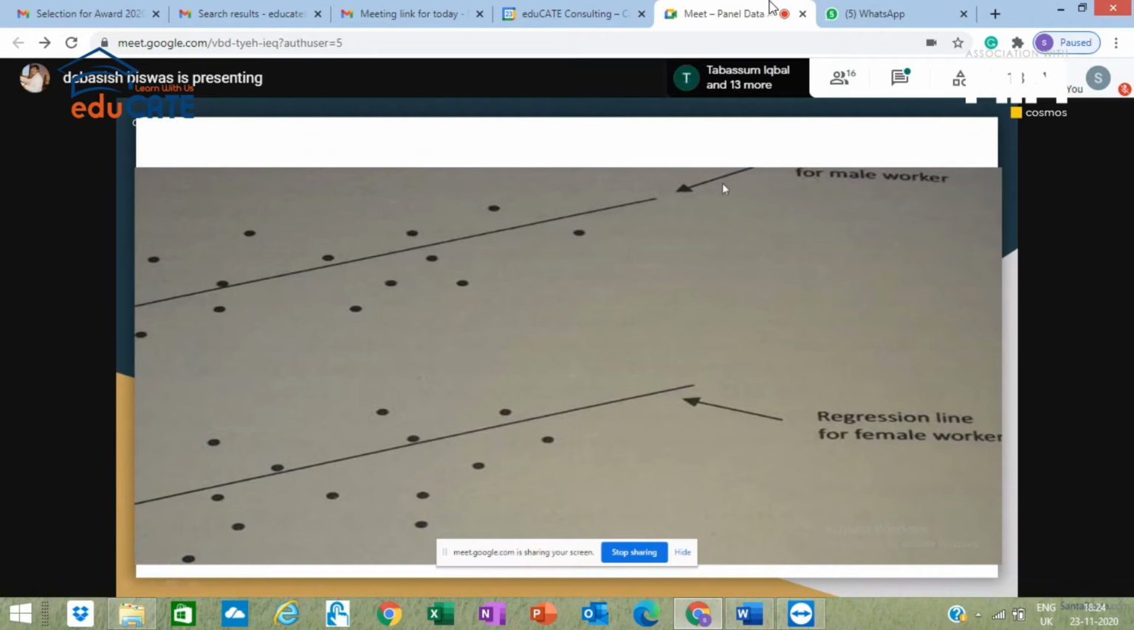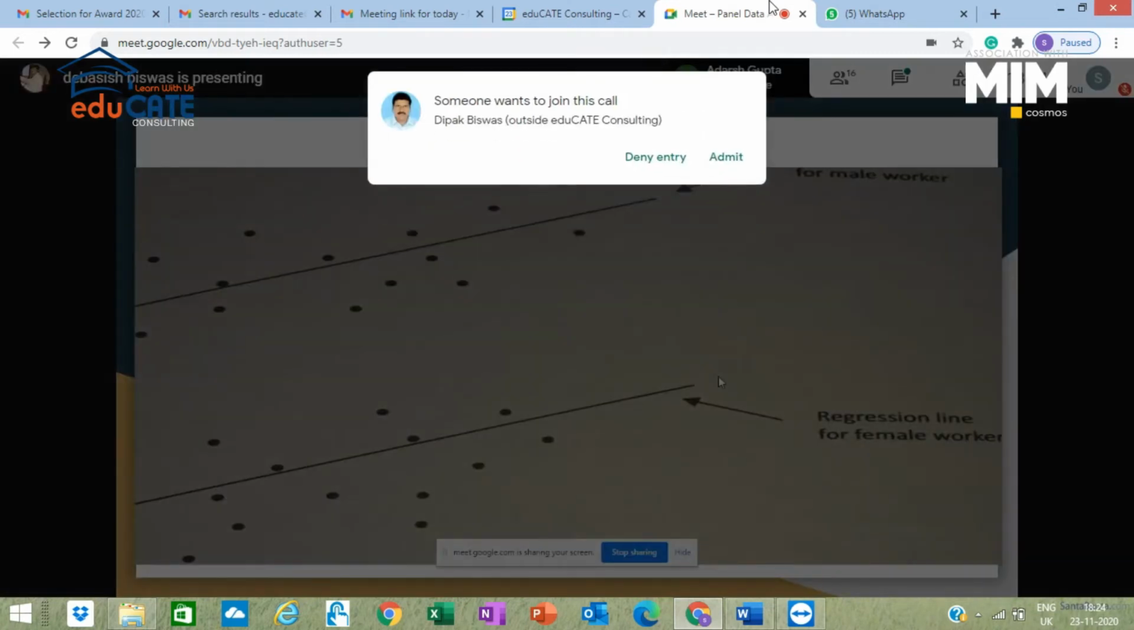Now, for the male workers, we have established a separate regression line. And for the female worker, we have also established a separate regression line in case of panel data structure. But if you do not know the panel data structure, then what will happen? That is the intention, to show you what types of mistake the researcher commits frequently.